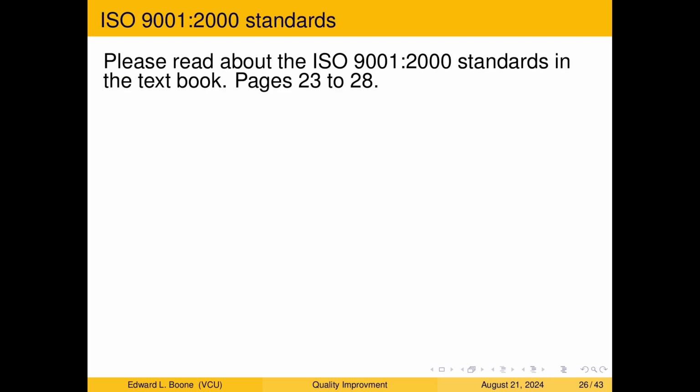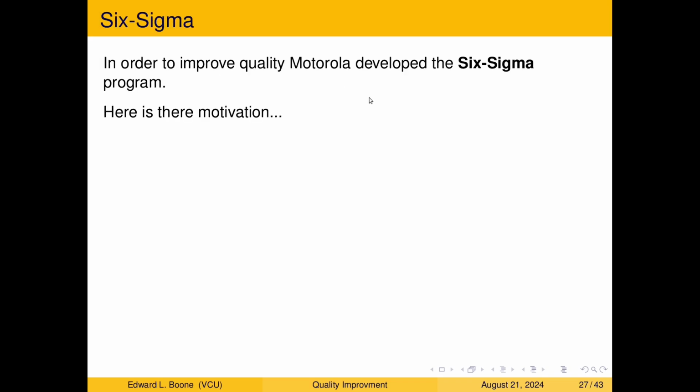I'm going to tell you that there's other standards that people look at. The ISO 9001:2000 standards. They are standards that are supposed to set up a structure of quality through reviews and stuff, and it talks about that on pages 23 to 28 in the textbook, and I'm going to tell you to read about it, and I'll probably ask you some questions about it. It's not very difficult. Just read through it and try to get a basic understanding of what they're doing.